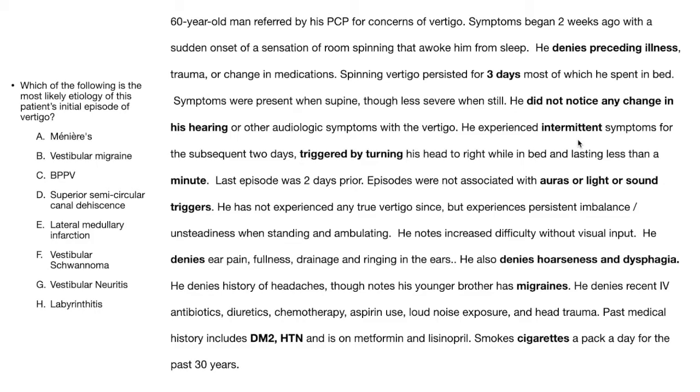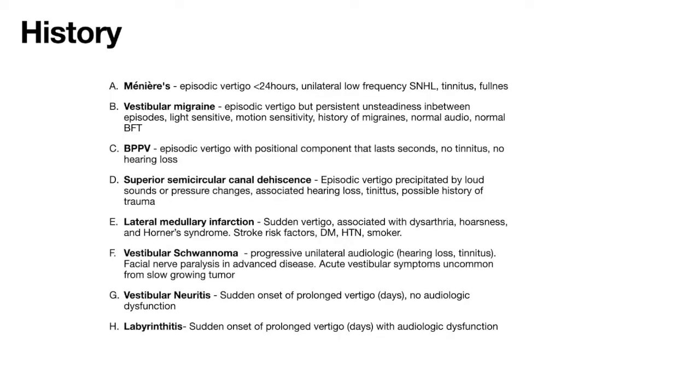He denies ear pain, fullness, drainage, and ringing in his ears. He also denies hoarseness and dysphagia. He denies history of headaches, though notes his brother has migraines. He denies IV antibiotics, diuretics, chemotherapy, aspirin use, loud noise exposure, and head trauma. Past medical history includes diabetes type 2 and hypertension; he is on metformin and lisinopril, and smokes cigarettes a pack a day for the past 30 years. So let's review the differentials that we had.